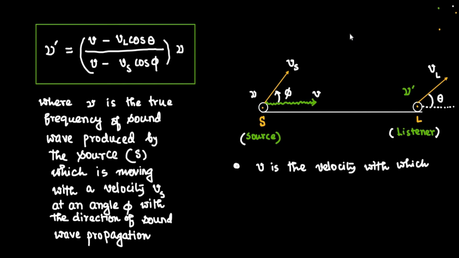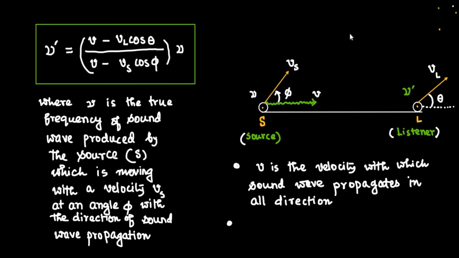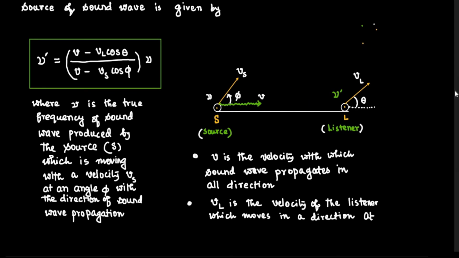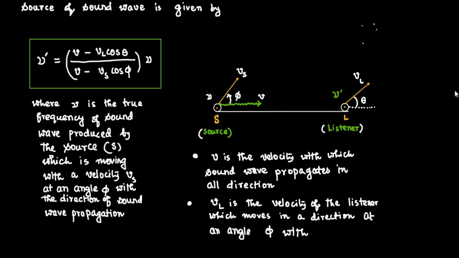v is the velocity with which sound wave propagates in all directions. vL is the velocity of the listener, which moves in a direction at an angle theta with the direction of sound wave propagation.